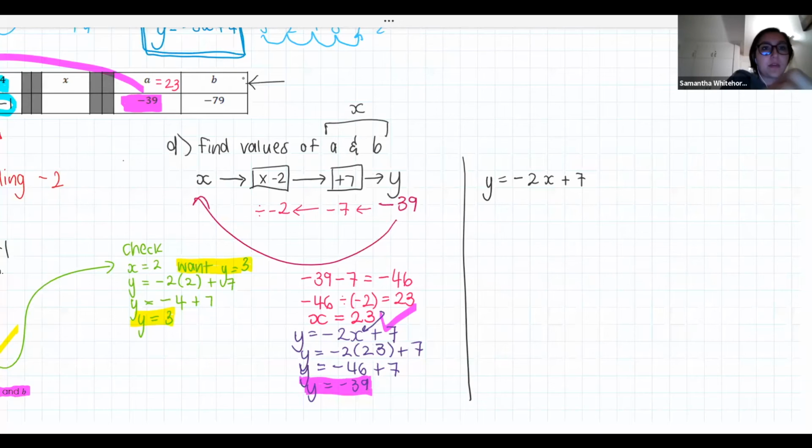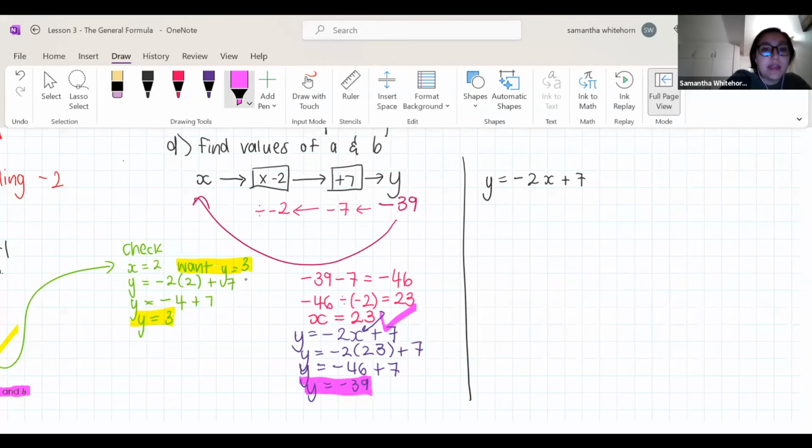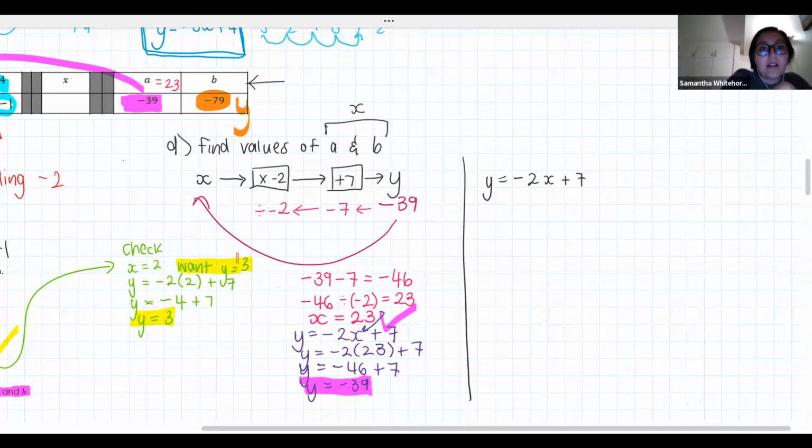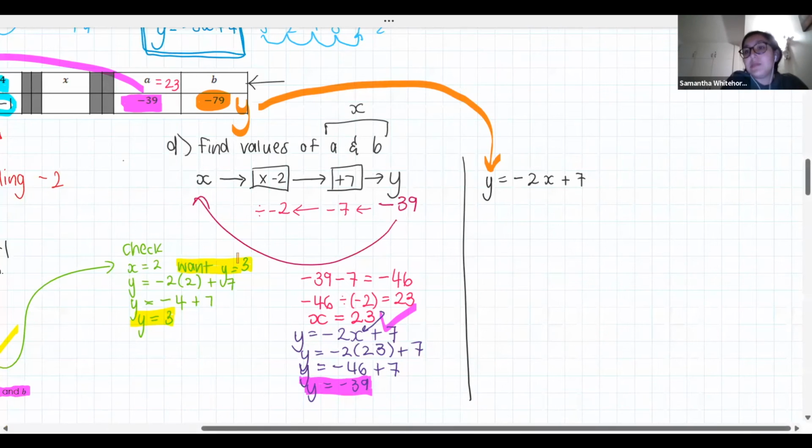So I'm looking for x, and if we go back up to our table, we can see that we were given the y value. We were given the output. That therefore means that I can substitute that in place of y. So if you started with solving equations, hopefully you'll be a little bit more comfortable with this, but I can replace y with -79 because I know that's what the y value is. And I can then solve for x.